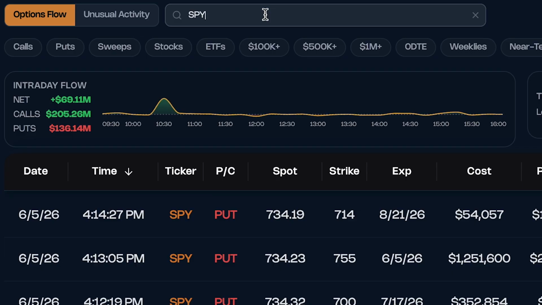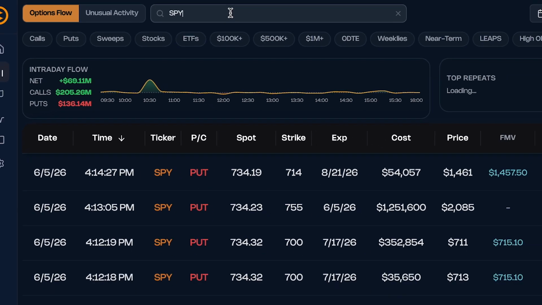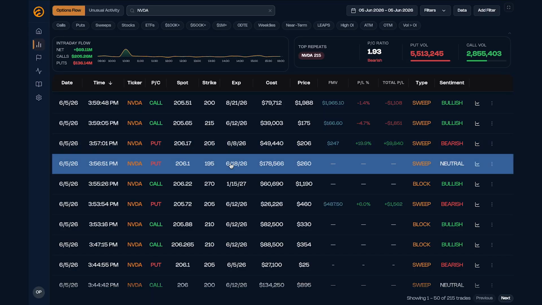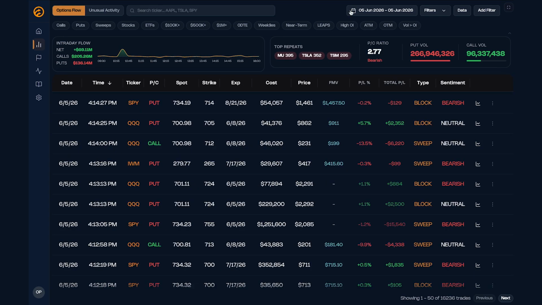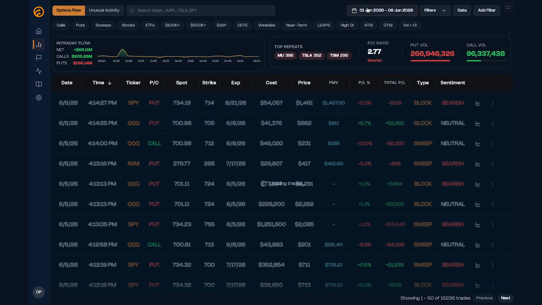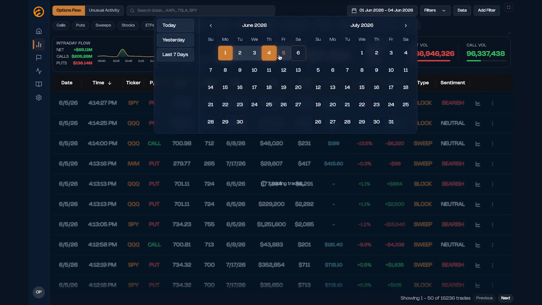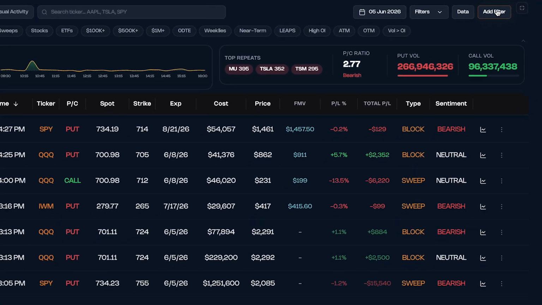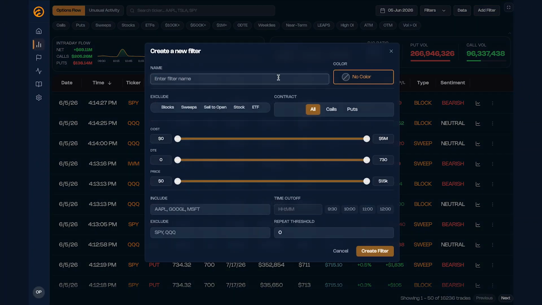At the top of the flow, you can quickly customize the data to fit your trading style. You can search for any ticker you're interested in, whether that's SPY, QQQ, Nvidia, Tesla, or your own watchlist names. You can also select a specific date range to review historical flow activity and analyze how positioning has changed over time.